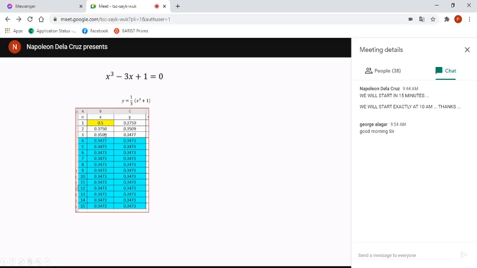0.3059. Tapos, kinuha yung y, ginawang x. Sinubstitute doon. 0.3477. Kinuha yung y, ginawang x. What is y? 0.3473. Kinuha yung y, ginawang x. What is y? 0.3473. Kinuha yung y, and so on, and so forth. Ayun, nawala na, di ba? Ibig sabihin, after 4 trials, nag-converge na itong equation na to. Nag-converge na sa 0.3473.